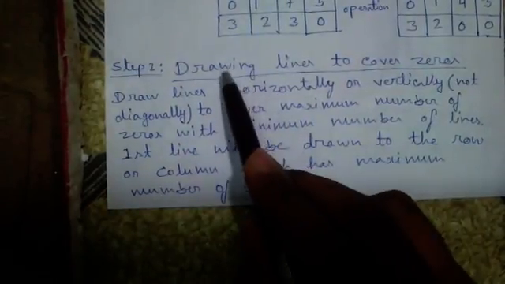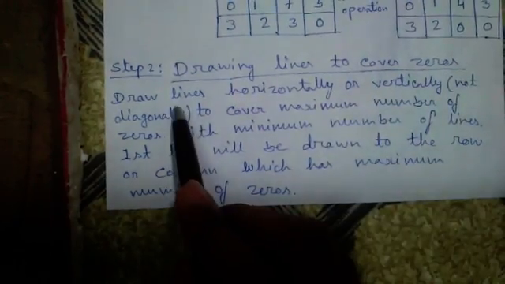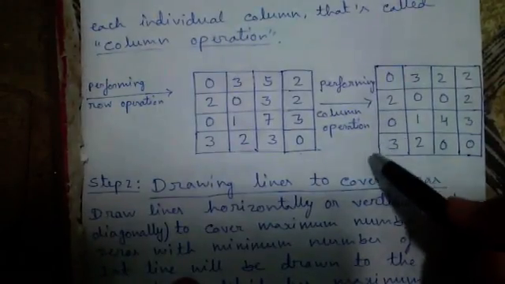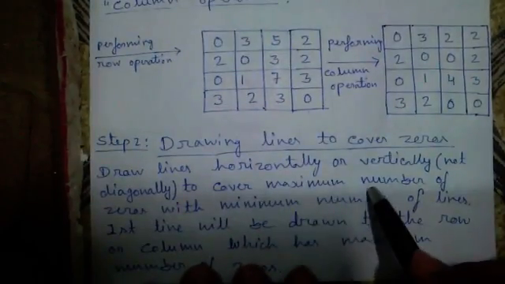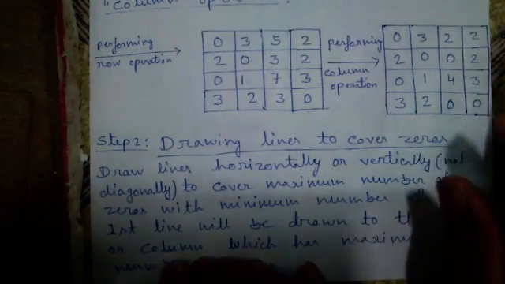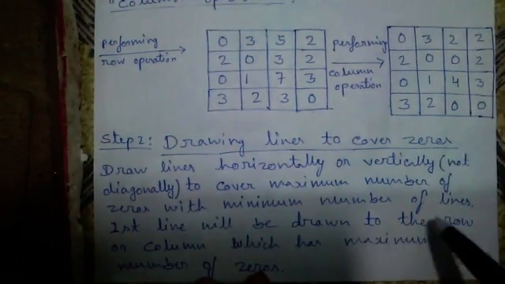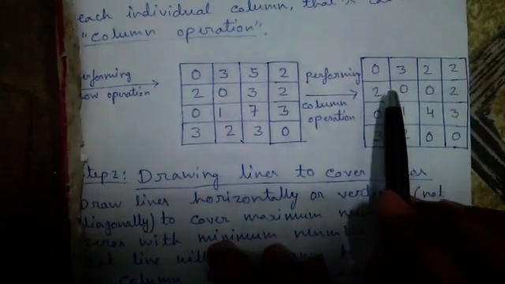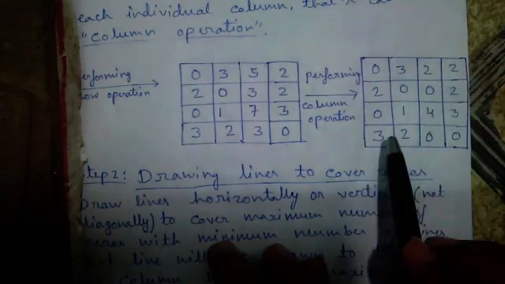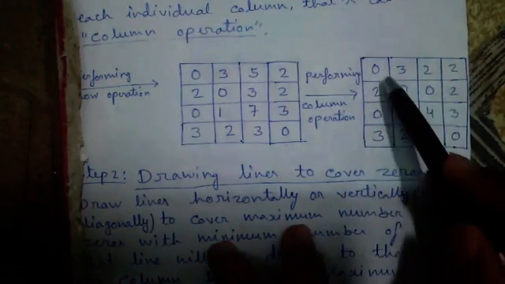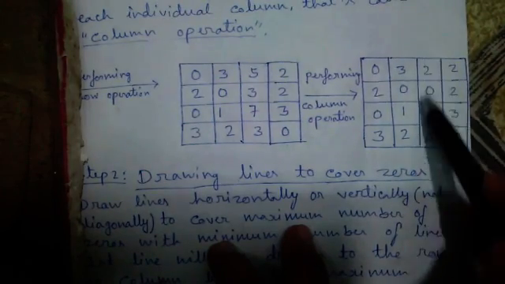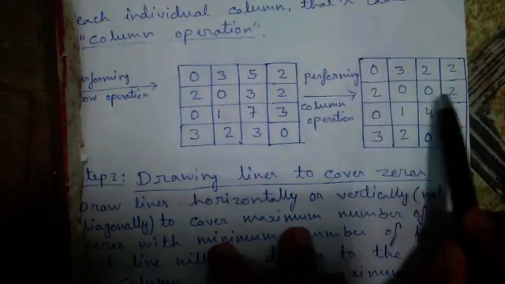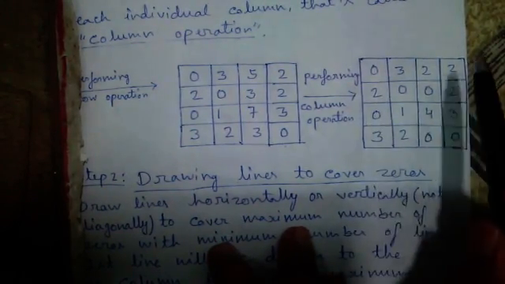Step 2, drawing lines to cover zeros. Draw lines horizontally or vertically but not diagonally, to cover the maximum number of zeros with the minimum number of lines, and the first line will be drawn on the row or the column which has the maximum number of zeros. We see that in row 2 there are 2 zeros and in row 4 there are 2 zeros. Again, in column 1 there are 2 zeros and in column 3 there are 2 zeros. So we can start drawing lines from either row 2, row 4, column 1 or column 3.